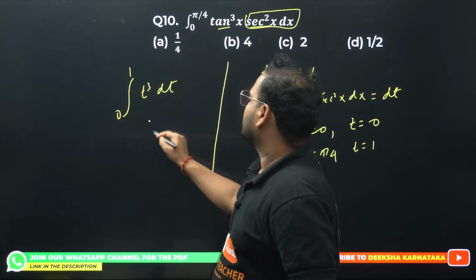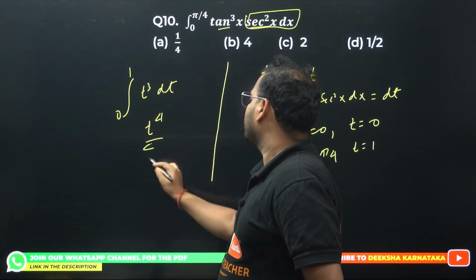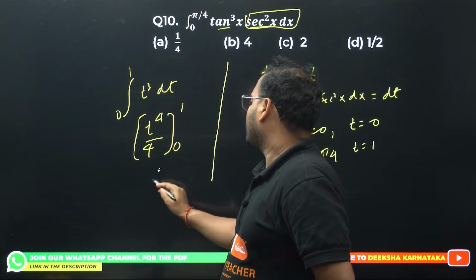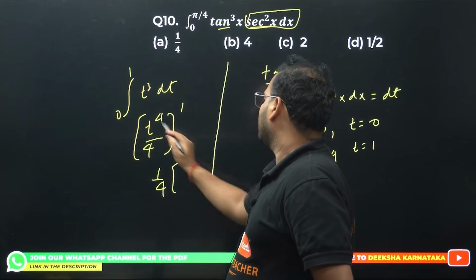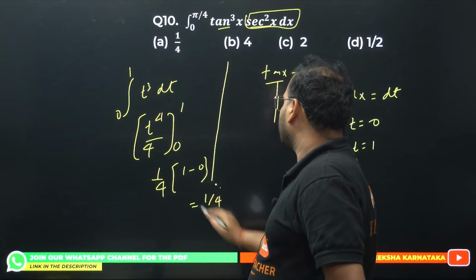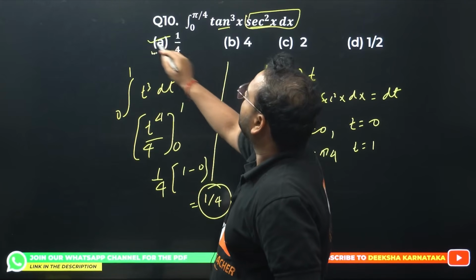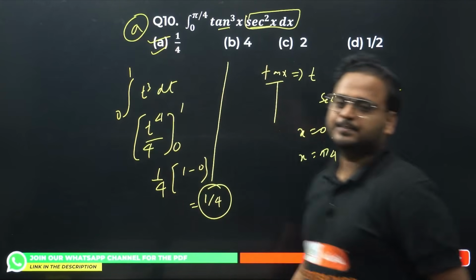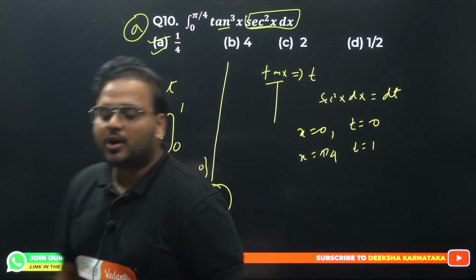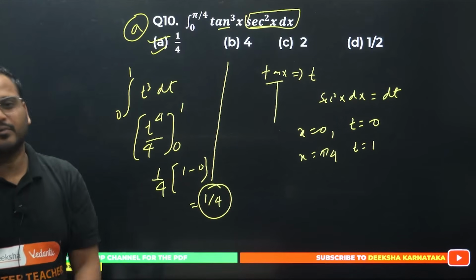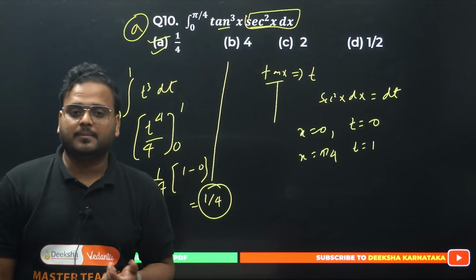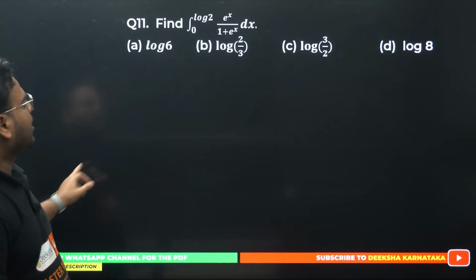Okay. So we have t power 4 by 4. From where to where? 0 to 1. 1 by 4 is a constant outside. Put 1 minus 0. Answer is what? 1 by 4. Option A is correct. Please check. This is a simple question. So not all will be difficult, okay? But yeah, when you're using by parts or a very good amount of substitution, then it will be difficult in nature. Question number 11 now.